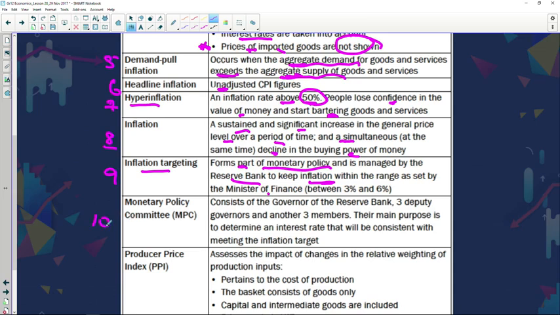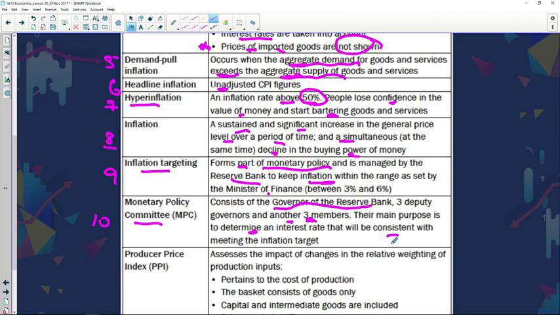Then moving on to the Monetary Policy Committee, I've just mentioned that, it consists of the Governor of the Reserve Bank. So he is part of this committee that actually ensures that we keep our inflation targeting. And it also has the 3 deputy governors and also another 3 members. So they form the MPC, which is the Monetary Policy Committee. The main purpose of this is to determine an interest rate that will be consistent with meeting the inflation target.